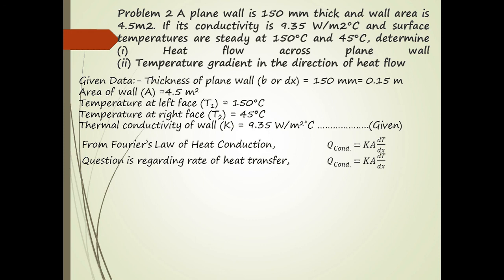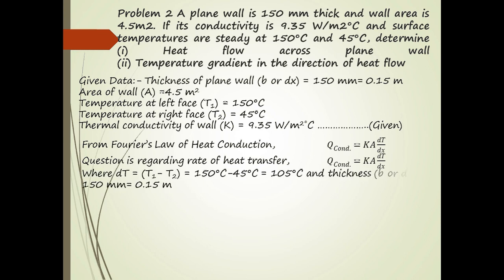Question 1 is regarding heat transfer. So we have to calculate Q conduction, where dT is equal to T1 minus T2, 150 minus 45 degree centigrade, 105 degree centigrade, and thickness dx or B is equal to 150 mm. So we will get Q conduction is equal to, the value of K is 9.35, area is given as 4.5 meter square, the temperature difference dT is 150 minus 45 upon 0.15. We will get the answer as 29,452.5 watt, that is 29.45 kilowatt.